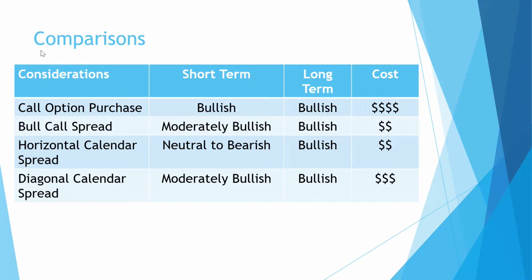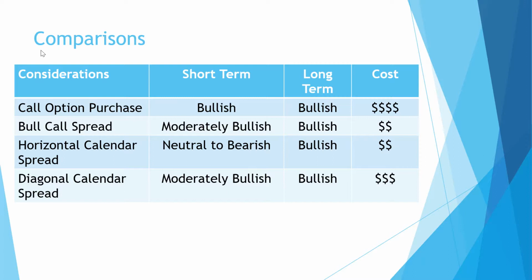And then we introduced you to the bull call spread, where we sold an option at a slightly higher price with the same expiration date to help subsidize the cost of our call option purchased. Then today we introduced you to the horizontal calendar spread, where we have a purchase and a sale of a call option with the same strike price, both at the money, with different expiration dates. And that also helps subsidize the cost of our call option.